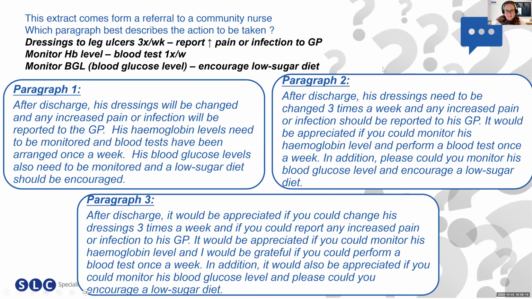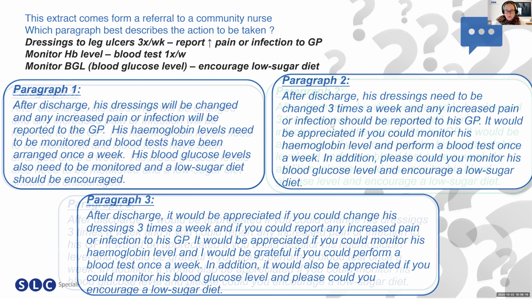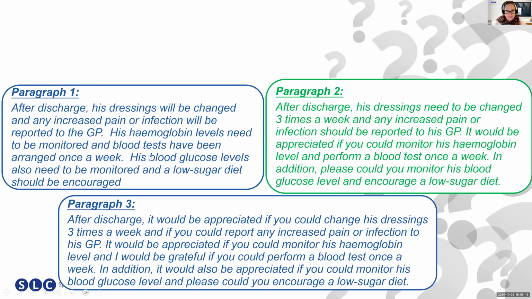Okay, great. Yes, paragraph 2. In paragraph 1, it's just saying this needs to happen, this needs to happen. So it's not clear that you actually want the reader to do it. In paragraph 3, there's just too much in terms of requesting phrases. You don't want to do a formal request phrase in every single sentence. It's just too much. So paragraph 2 is much clearer for the reader.